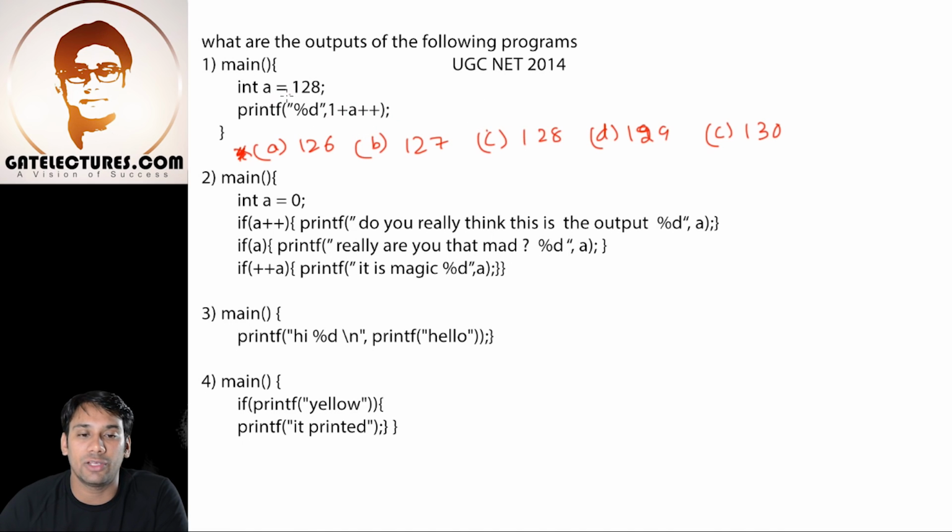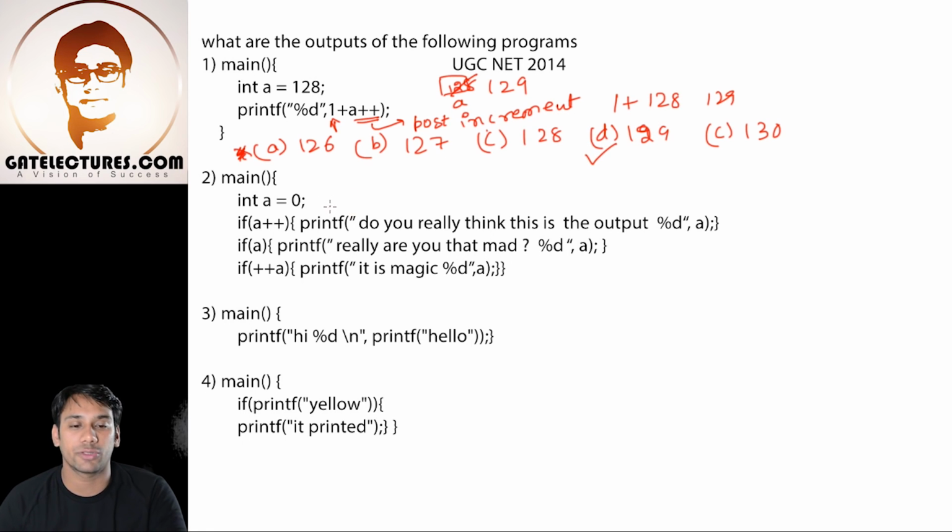So the value stored in the variable a is 128. Then we are executing this printf statement, and in this printf statement we have 1 plus a plus plus, and this a plus plus is post incrementation. That means first of all I am going to use the value of a, then I am going to increment the value of a. So it is 1 plus the value of a, which is 128, so it is going to print 129, and then it is going to increment the value of a, so the value of a becomes 129. Therefore the output of this program is option D.